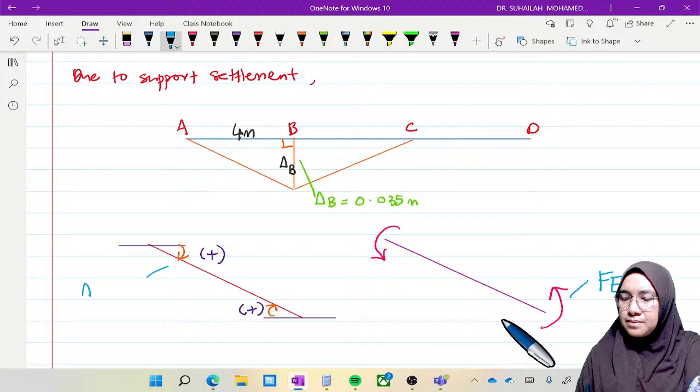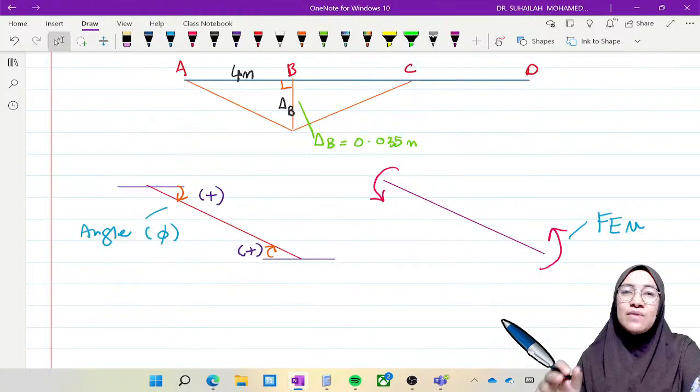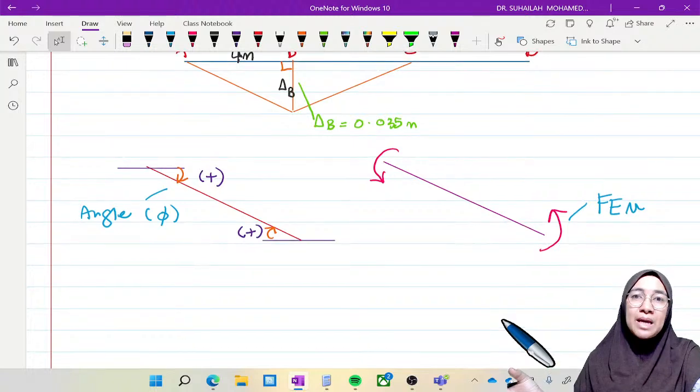Okay, chord rotation. This is the angle. Angle is positive, FEM is negative. So when we apply the formula to calculate FEM for AB, we have to have negative FEM, so we have to put a negative in the formula because it represents the behavior.